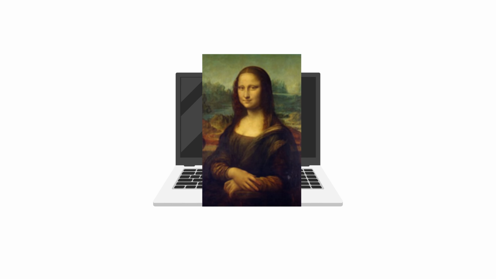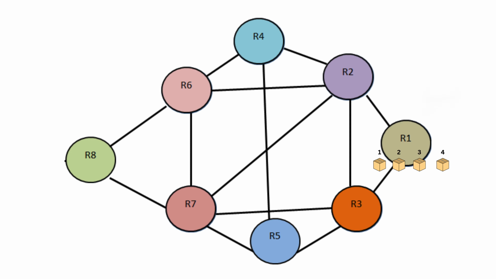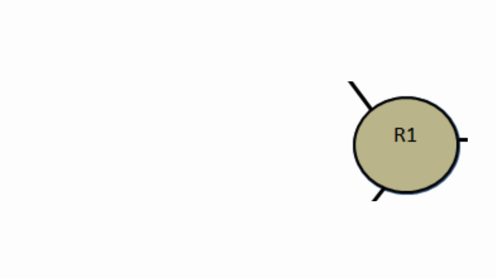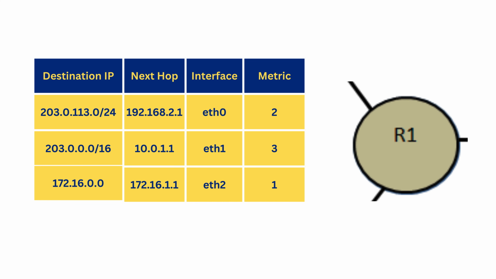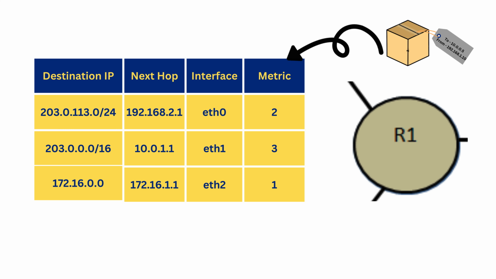With the Mona Lisa now perfectly displayed on your screen, let's take a quick look at the magic behind the scenes. How did the routers know where to send each packet? Routers rely on routing tables, maps that guide packets to their destination. Each router checks the destination IP in the packet and uses its routing table to decide the best next hop.